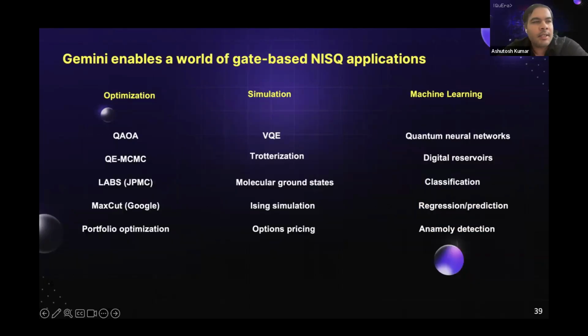Pretty soon, Gemini enables a world of gate-based applications. Here I have mentioned some that we have been involved in at some point or are currently working on. For example, for simulation, you might already be aware of the variational quantum eigensolver and quantum phase estimation for ground state problems, and it can also be extended to the financial domain with options pricing. Of course, in machine learning, you can do digital reservoirs, quantum neural networks, and classification. All these applications that can be done on other modalities like superconducting can be done on our hardware as well.